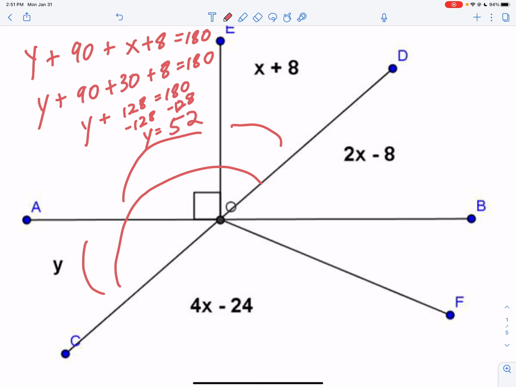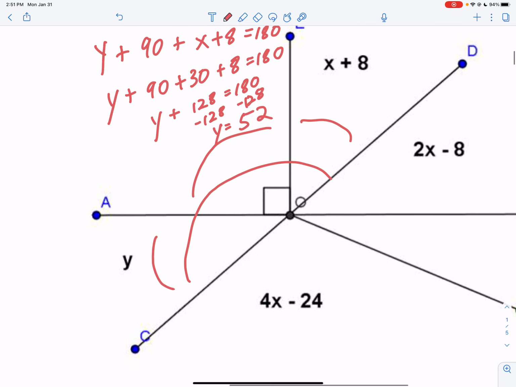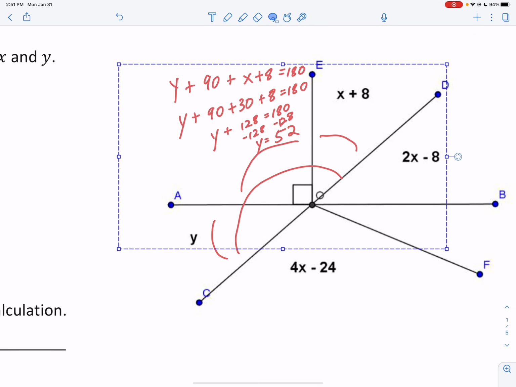52, I believe. 180 minus 128, 10 minus 8 is 2. Pull that off. 7 minus 2 is 5. Pull that off, 0. Yeah. So this right here should be 52. You can confirm your answer by going back through and seeing if they all work. Once you figure out all of the angles, you can actually do the sum of angles at a point and just confirm that way.